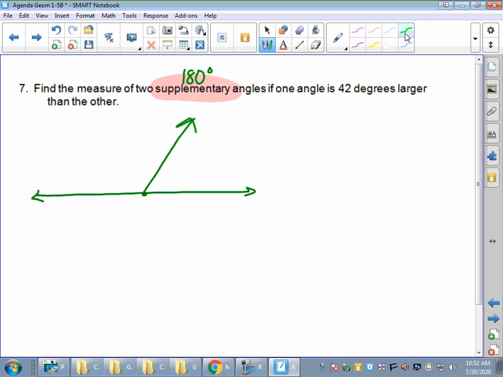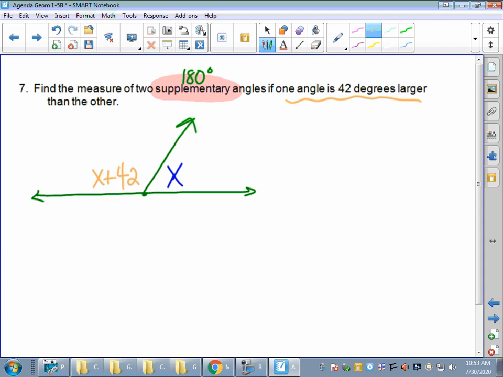First angle, I don't know. Let's call it X. It does not matter if X ends up being drawn smaller but a bigger value. It's all just to organize that information. So this is my first angle, and then it says one angle is 42 degrees larger than the other. So this one must be 42 degrees larger than X. I've got myself a diagram.